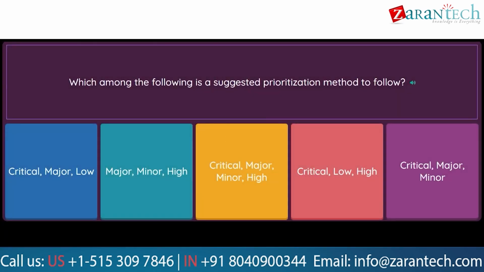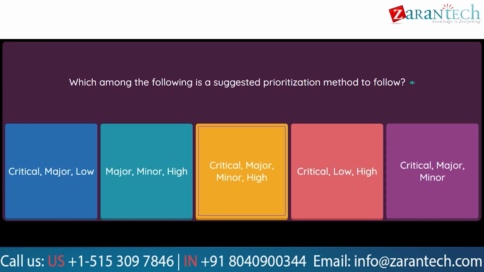Question, which among the following is a suggested prioritization method to follow? Option 1 critical, major, low. Option 2 major, minor, high. Option 3 critical, major, minor, high. Option 4 critical, low, high. Option 5 critical, major, minor.